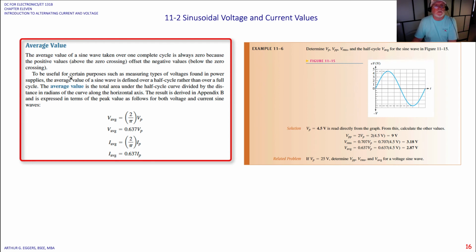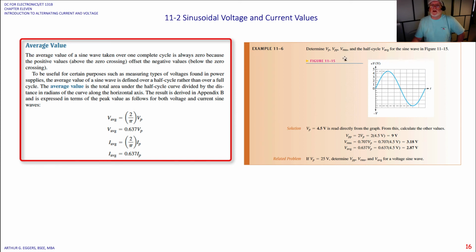That does no good. The average value then is the total under the curve for half a cycle divided by the distance in radians of the curve along the horizontal axis. The result then, again, look in Appendix B of your text. It's expressed in terms of peak value as shown for both voltage and current. So the average is equal to 2 times the peak divided by pi. This gives us 0.637. In most cases, that's the value you're going to use. That's your multiplier, 0.637. Same thing is true for current.